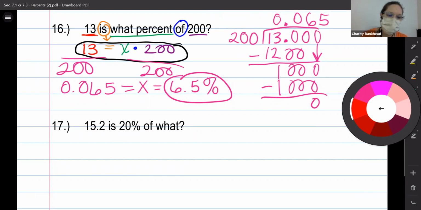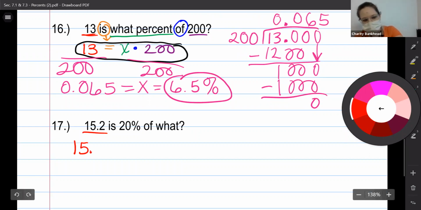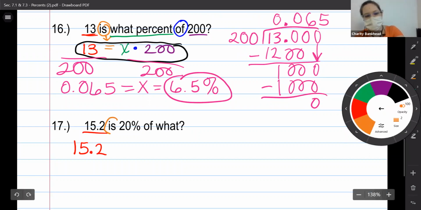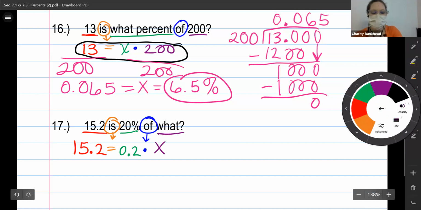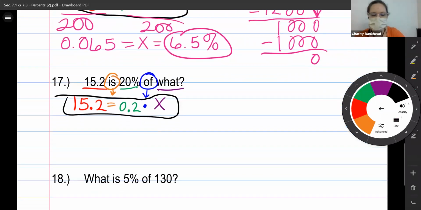Okay, number 17, 15.2 is 20% of what? So 15.2 is means equals. Let's change 20% to a decimal, so it would basically be 0.2. Of means times. And what means X. So my equation is 15.2 equals 0.2 times X. And then in order to solve for X, I have to divide both sides by 0.2.